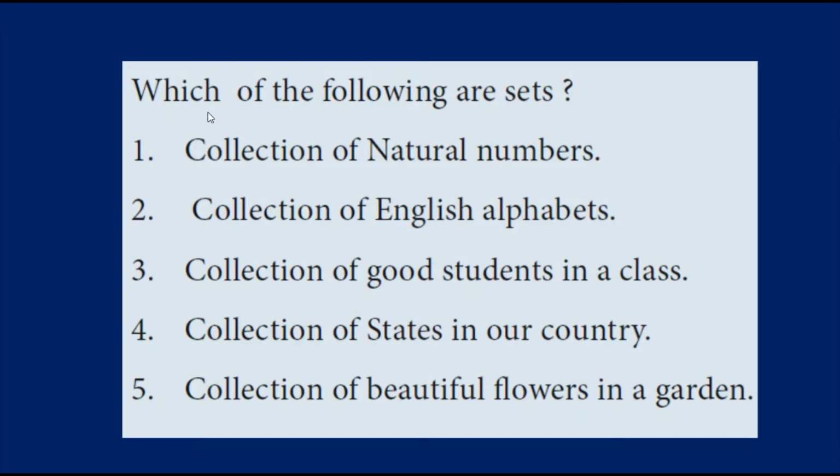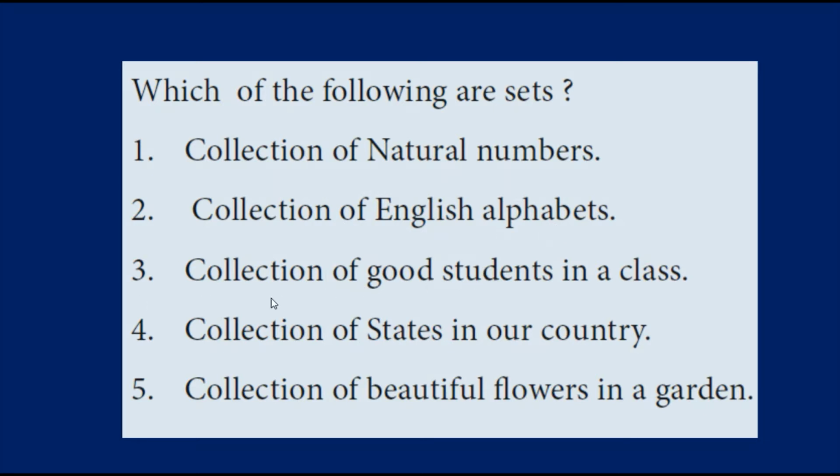We are going to find which of the following are sets. Number 1, collection of natural numbers. Number 2, collection of English alphabets. Number 3, collection of good students in a class. Number 4, collection of states in a country. Number 5, collection of beautiful flowers in a garden. In these, the collection of natural numbers is a well-defined collection of objects, and hence this is a set. The collection of English alphabets is also a well-defined collection of objects, and hence this is also a set.